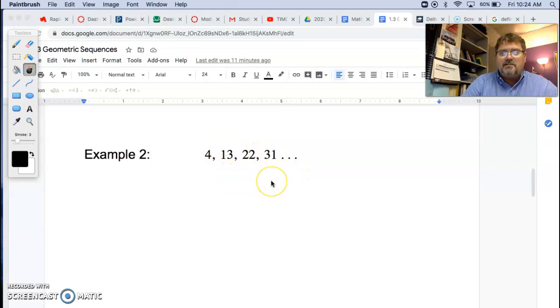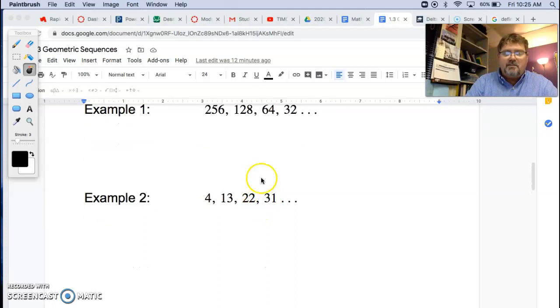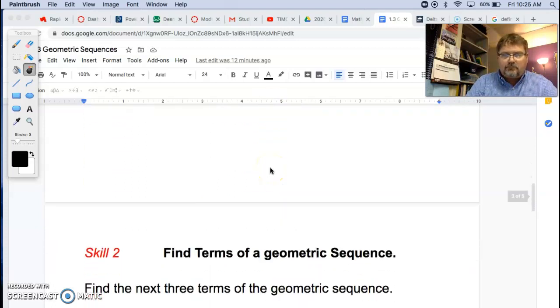This is not geometric. Now, they can be neither, but no one's asked for that in these problems. It just says identify geometric sequence. So this is not geometric. That one is. All right.